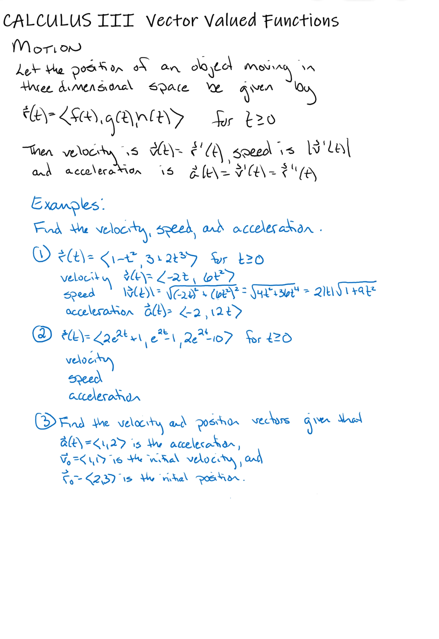For the second example, we're going to find the velocity, speed, and acceleration for the position function 2e to the 2t plus 1, e to the 2t minus 1, and 2e raised to the 2t minus 10, again for t greater than or equal to 0.